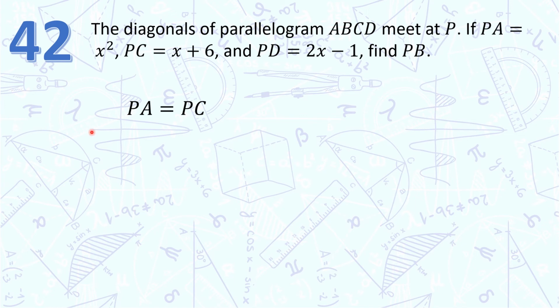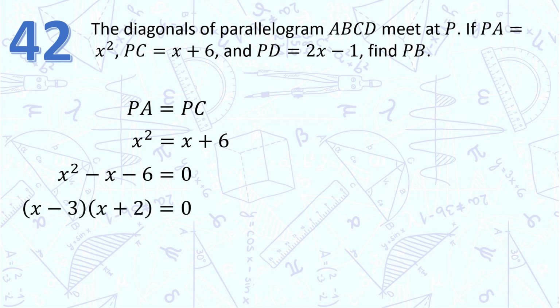Substituting the values, x squared equals x plus 6. Then this is a quadratic equation. We write in general form x squared minus x minus 6 equals 0. Extract the roots by factoring. We will get x minus 3 times the quantity x plus 2 equals 0. Getting the roots by equating each factor to 0, we have x equals 3 and x equals negative 2.